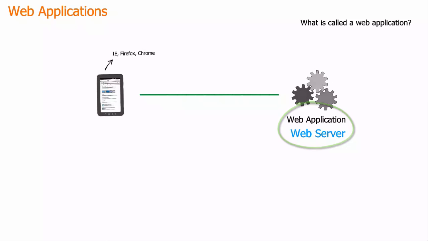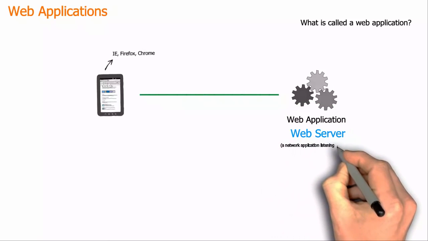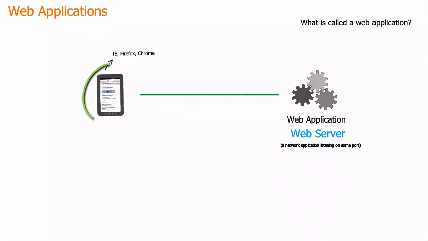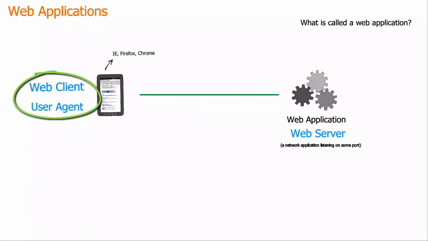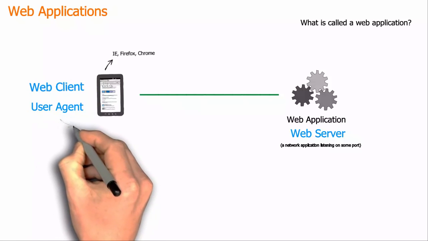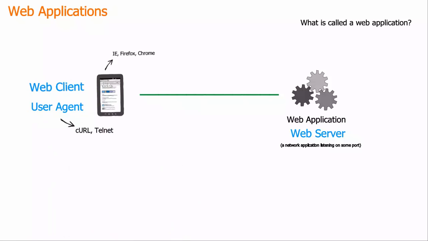And a web server is actually a network application running on some machine, listening on a port. The browser is actually called a web client, or more formally, a user agent. And in fact, web clients are not only browsers, but any application which can speak to a web server, like your CURL or Telnet. Those are also web clients or user agents. So the web client or the user agent communicates with the web server to get its job done.